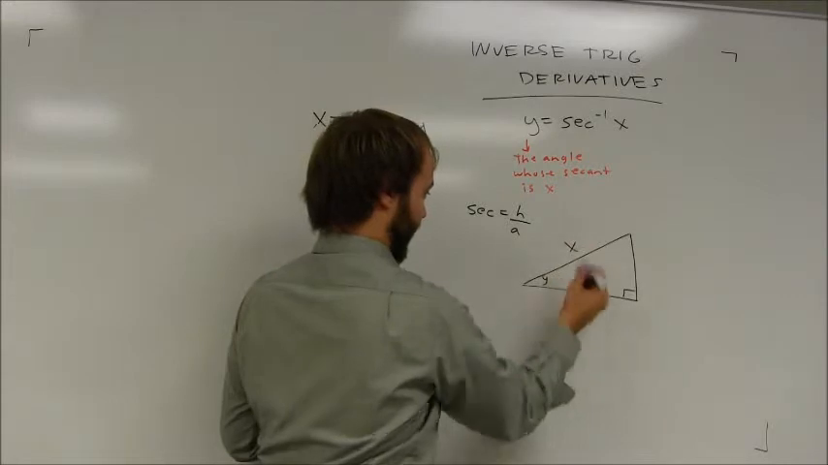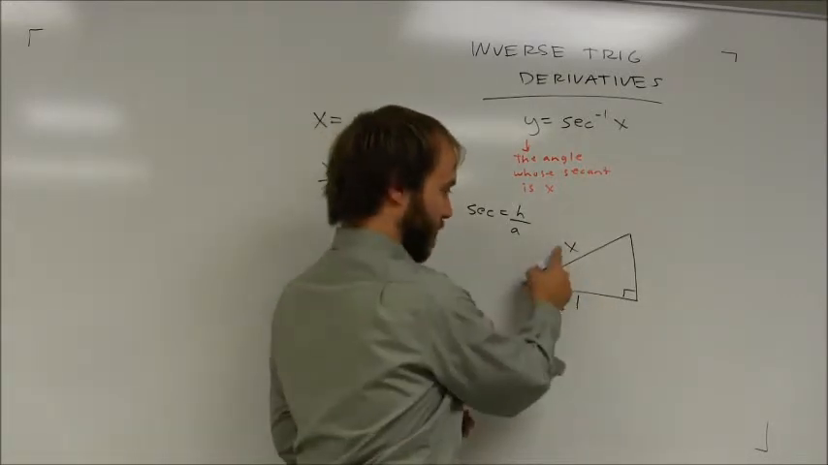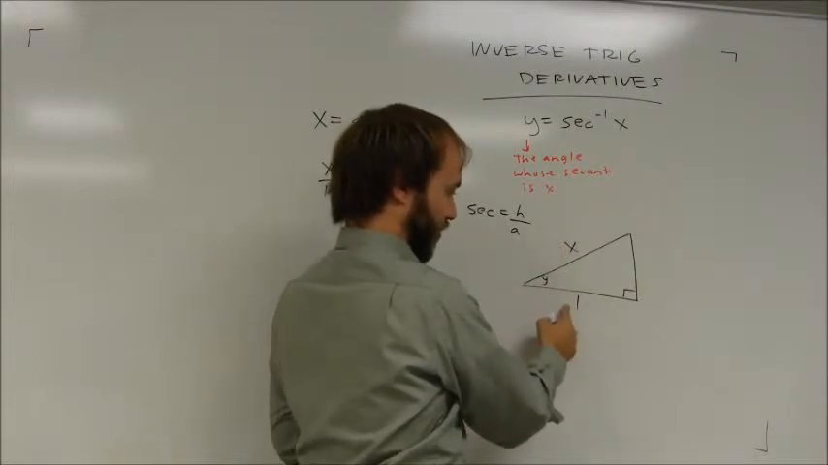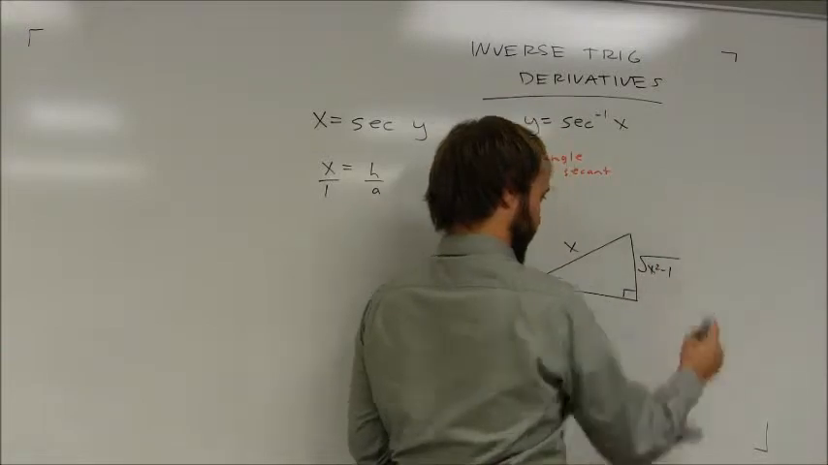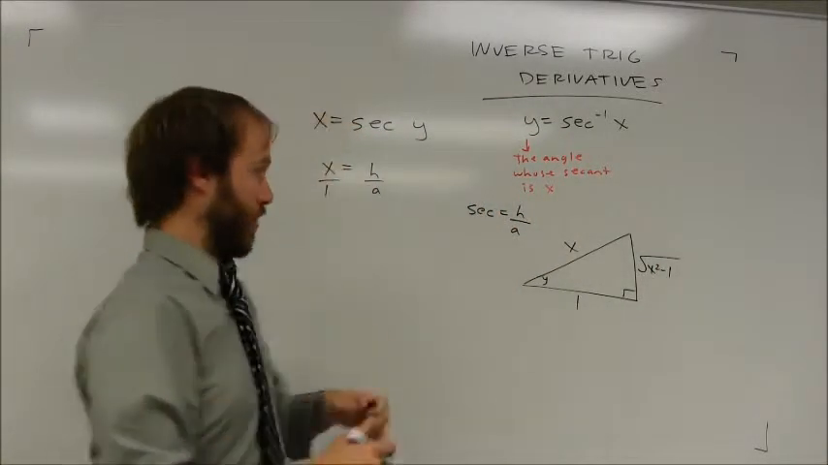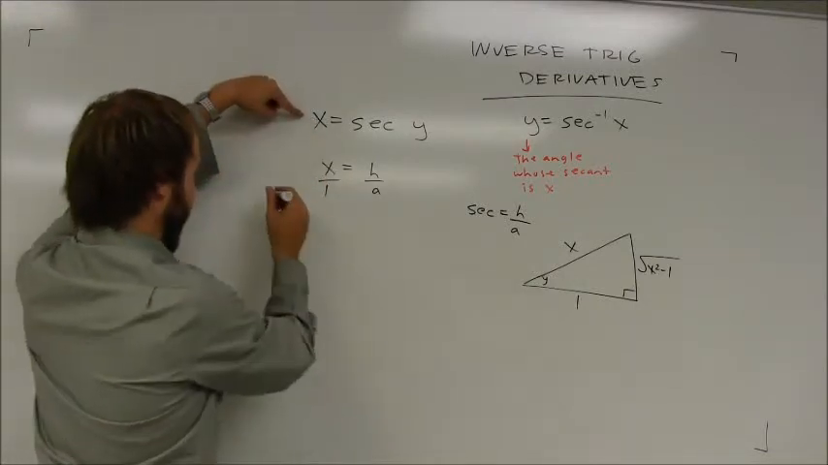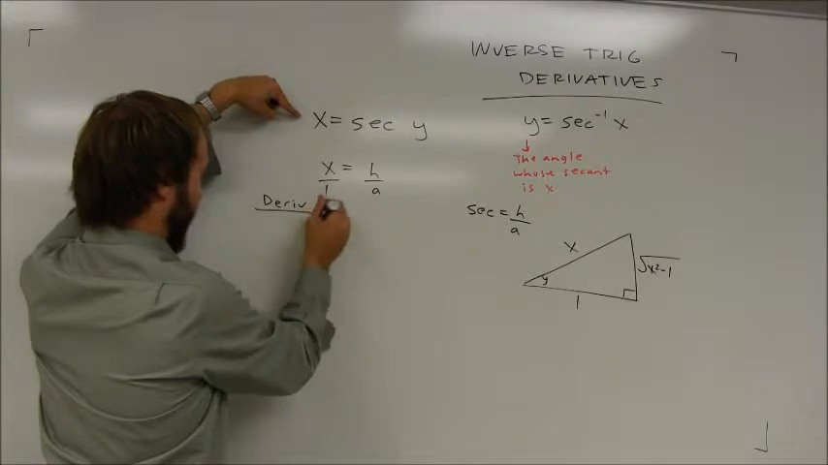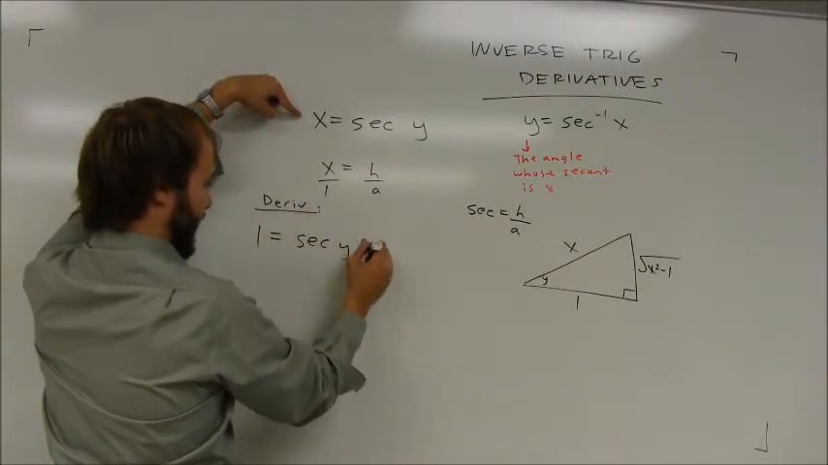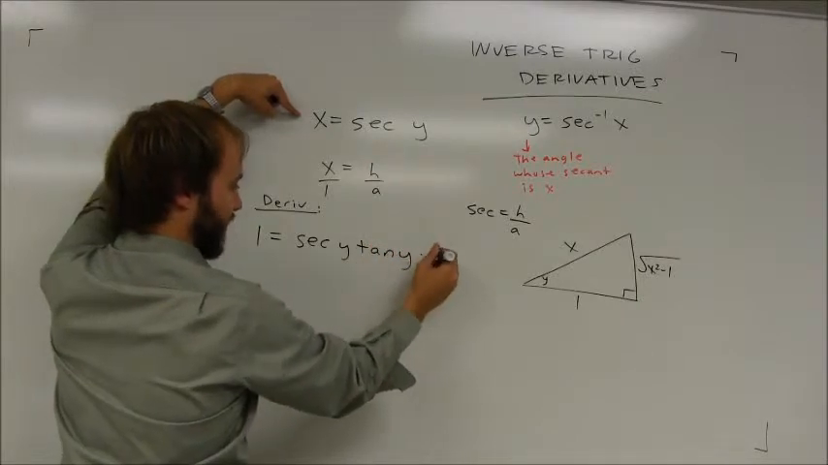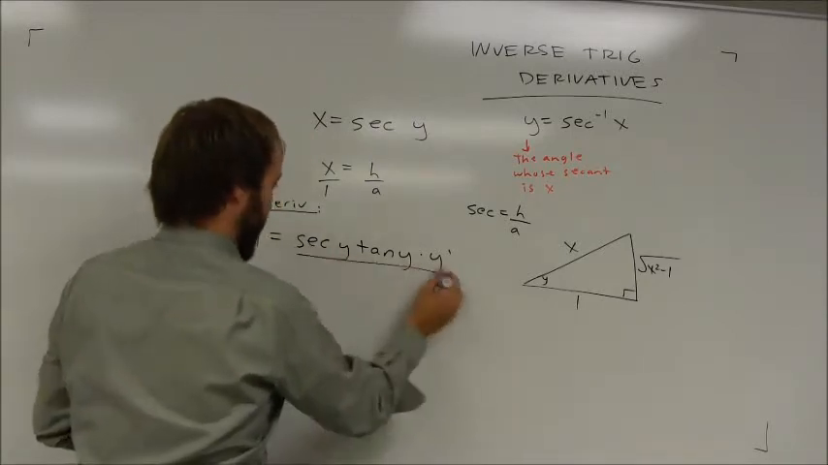So my hypotenuse is x, my adjacent side is 1. The other side over here then is going to be the hypotenuse squared minus 1 squared, basically the radical of all of that. So that's radical x squared minus 1. So we get our triangle labeled here. Okay? Now to finish this thing out, I'm going to take the derivative. Derivative of x is 1. Derivative of secant y is secant of y, tangent of y, times the derivative of the inside function, which is y prime. Okay? Like before, I'm going to divide by everything here.